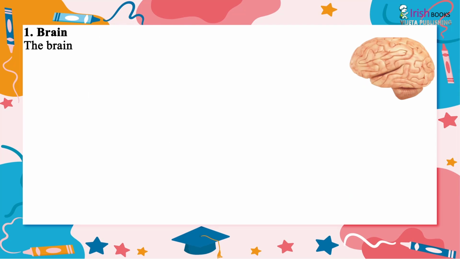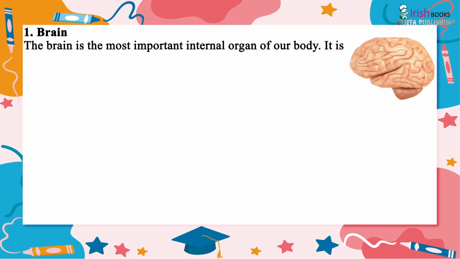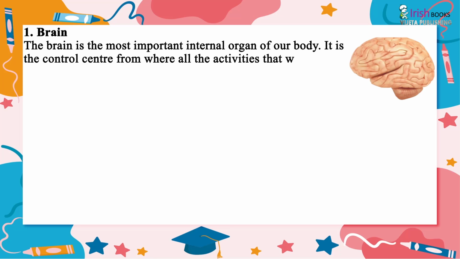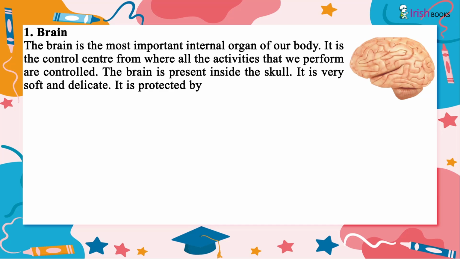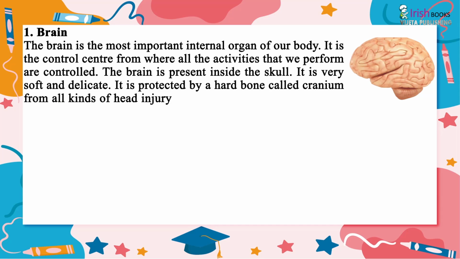Number 1. Brain. The brain is the most important internal organ of our body. It is the control center from where all the activities that we perform are controlled. The brain is present inside the skull. It is very soft and delicate. It is protected by a hard bone called cranium from all kinds of head injury.